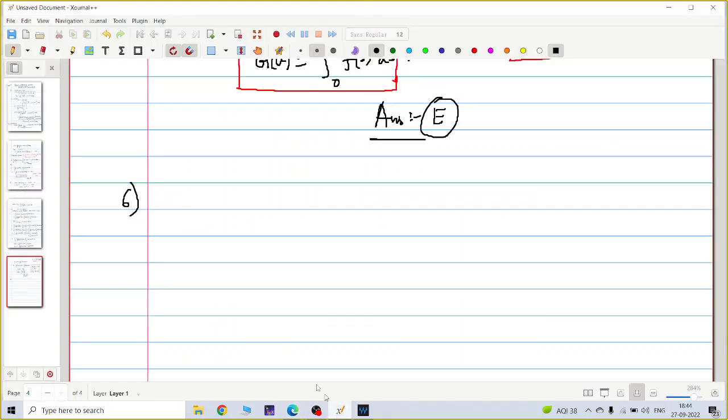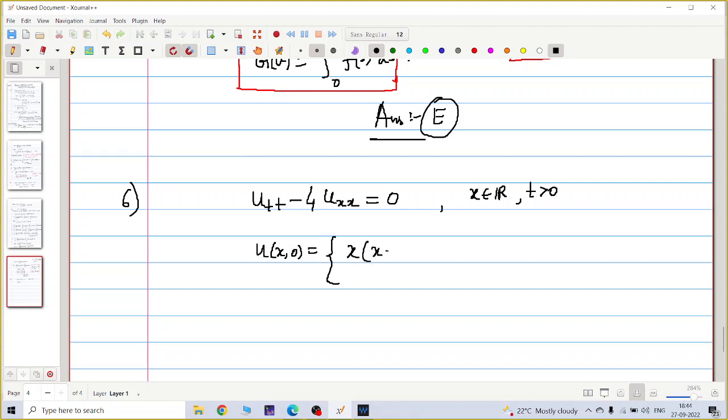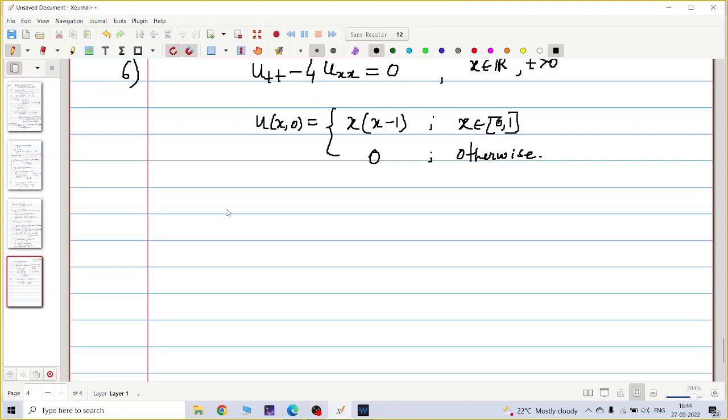So let me just write the equation, then I will tell. So the Cauchy problem utt minus 4uxx is 0, u(x,0) is x into x minus 1 if x lies in the closed interval 0, 1, and 0 otherwise, and ut(x,0) is 0, x is in R.